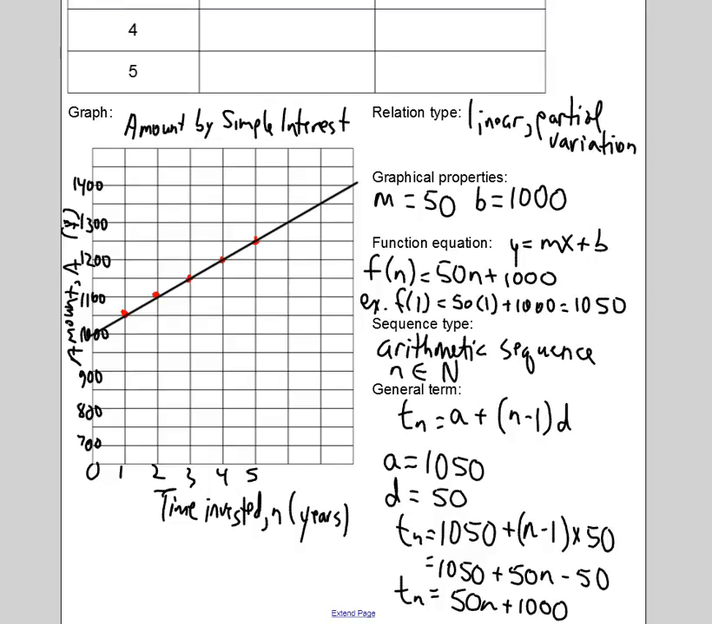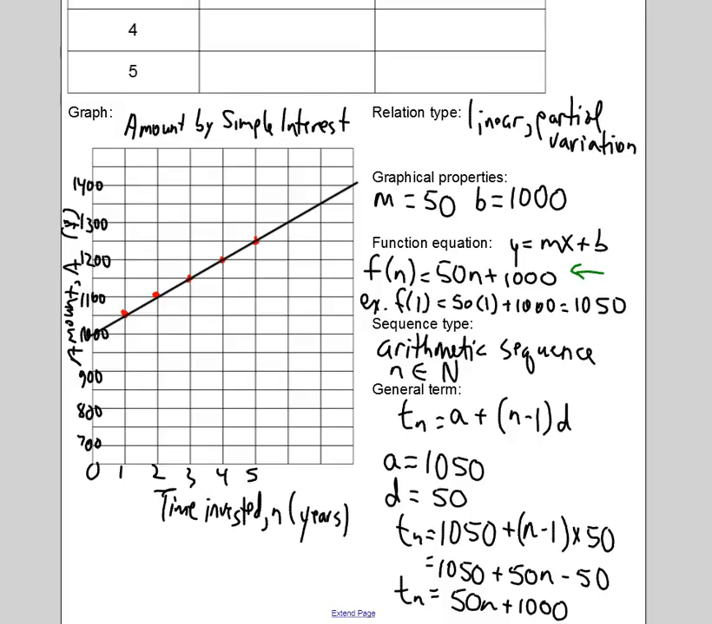Okay, well, if you've gone through the process here, the only values we have to load in are the constants, which are the first term 1,050. Common differences, the first differences, are 50, and in the general term, we do not replace n because this represents any term in the sequence. The not so surprising result is that the general term, the nth term, is 50n plus 1,000, which is exactly what we obtained when we calculated the function equation based on a linear relation.